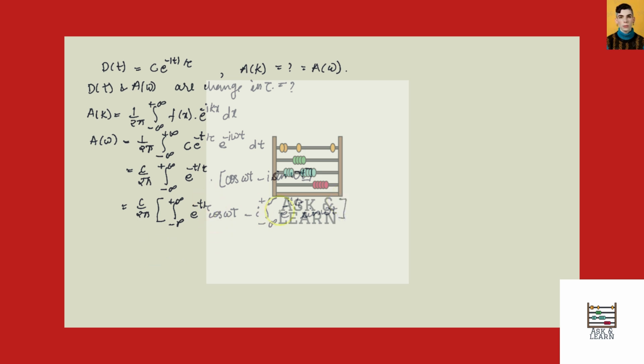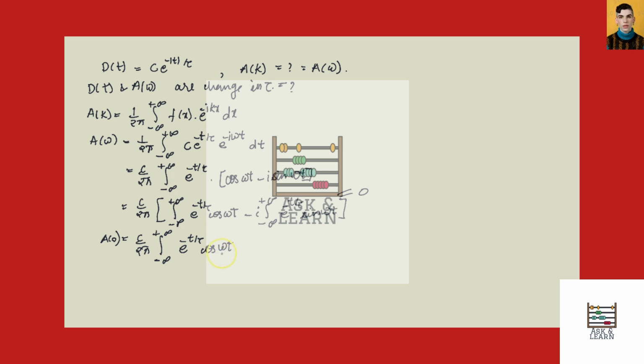Since e to the power minus t by tau is an even function due to symmetry about the y-axis and sine is an odd function, the product of them will be an odd function, and when integrating between equal and opposite limits, the result will be 0. So the remaining equation we have is C by 2 pi times the integration from minus infinity to plus infinity e to the power minus t by tau cos omega t.